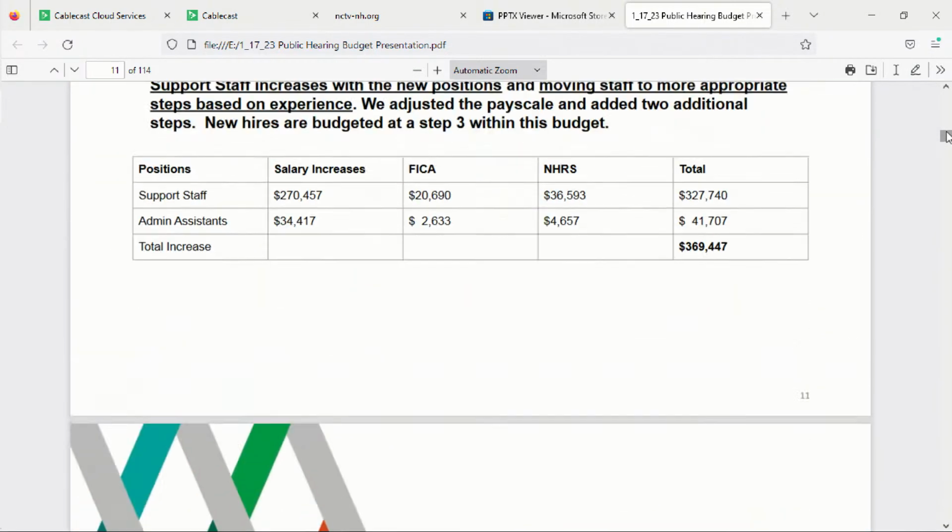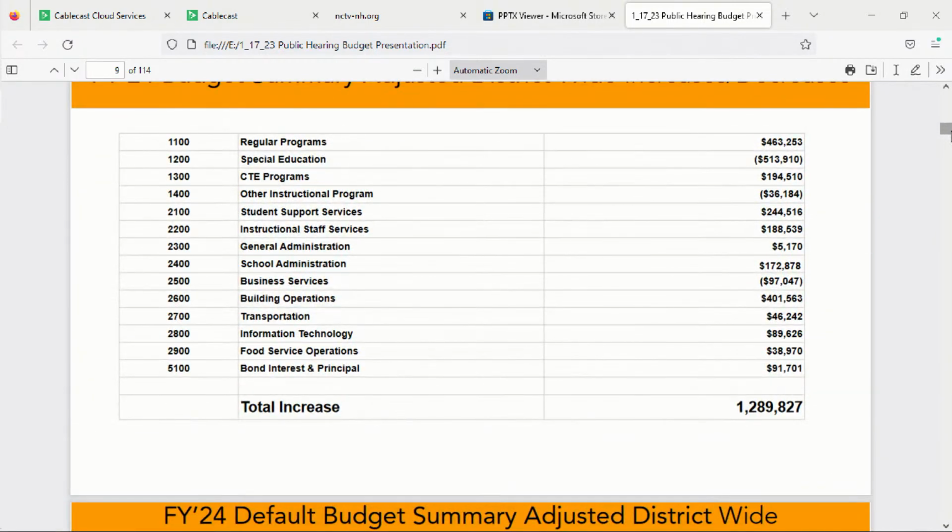Transportation is up 46,242. Information technology is up 89,626. Food service operations is up 38,970. And bond interest and principal is up 91,701. So the total budget increase is $1,289,827.